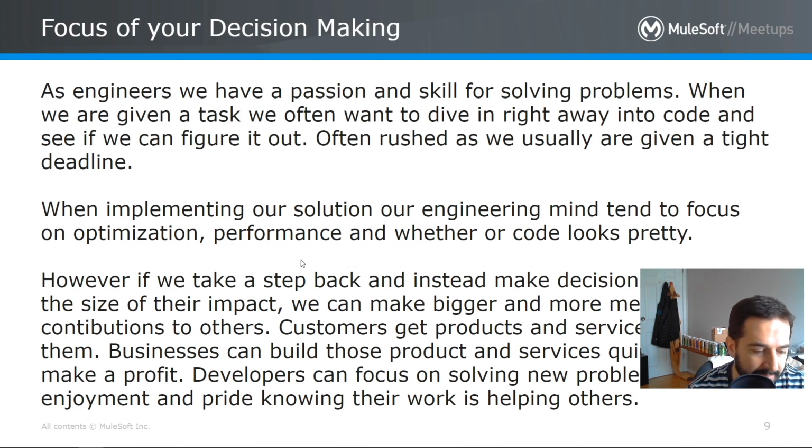So I'm trying to summarize what we can learn from this list. Of course I couldn't write down every mistake I've seen, but overall there's a general principle we can implement, and I think it has to do with a mindset shift. As engineers, we have a passion and skill for solving problems. When we are given a task, we often want to dive right into code and see if we can figure it out, often rushed as we usually are given a tight deadline. When implementing our solution, our engineering mind tends to focus on optimization, performance, and whether the code looks pretty.